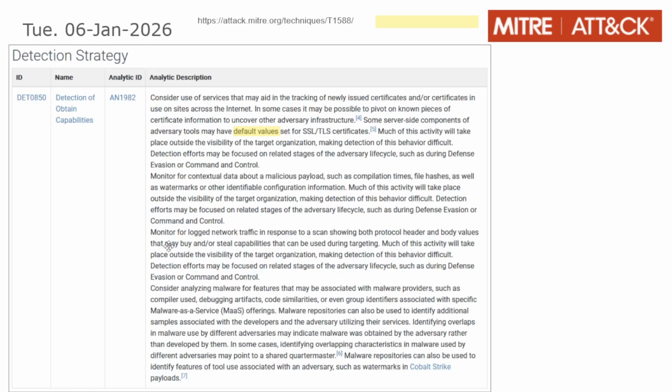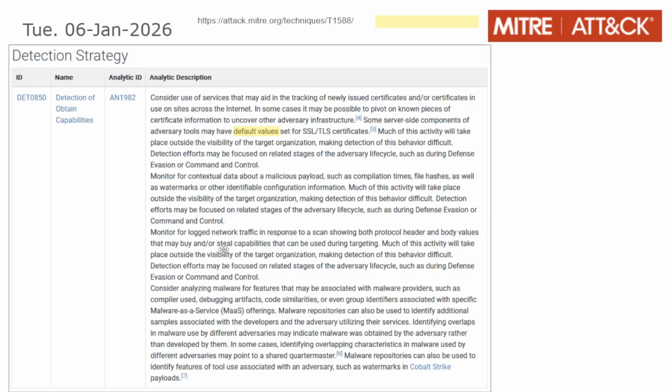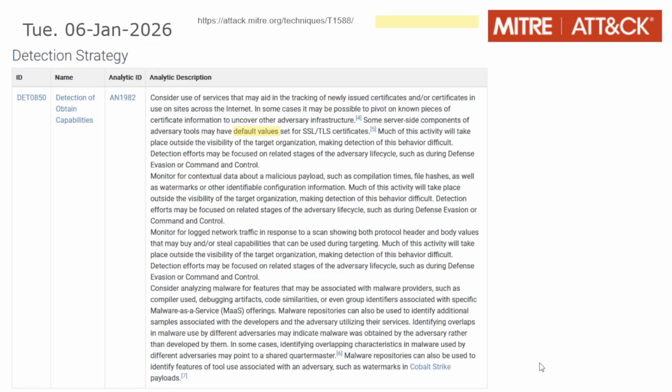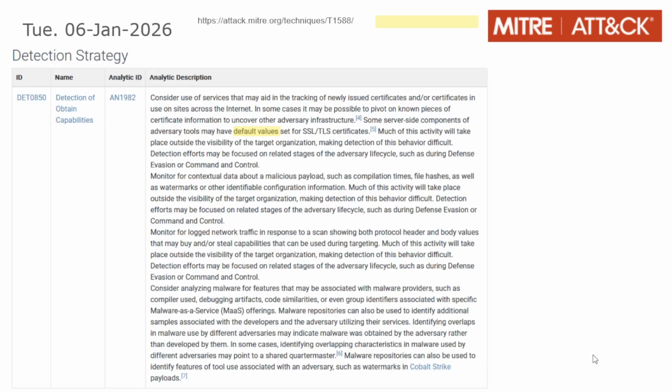Then monitor and log network traffic in response to a scan, showing both protocol header and body values. Yeah, so that's a little bit, we can do that. Let's skip a little bit faster over this. Consider analyzing malware for features that may be associated. Okay, malware as a service. They have here different quartermasters. What is this quartermaster thing? In some cases, identifying overlapping characteristics in malware used by different adversaries may point to a shared quartermaster here. So identifying multiple malwares. Malware repositories can also be used to identify features of tool use associated with an adversary, such as watermarks and Cobalt Strike payloads.